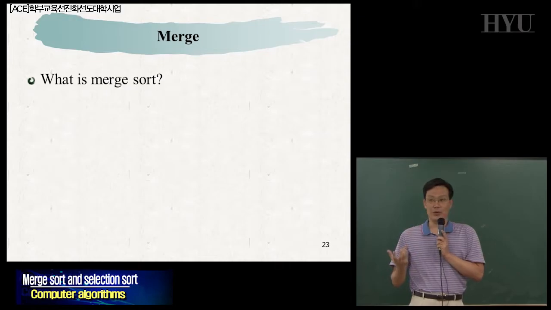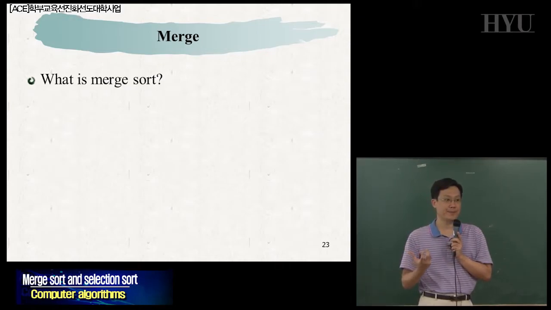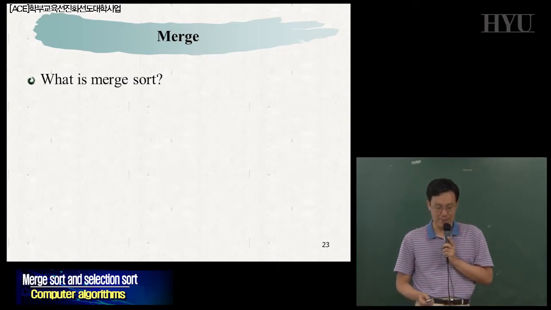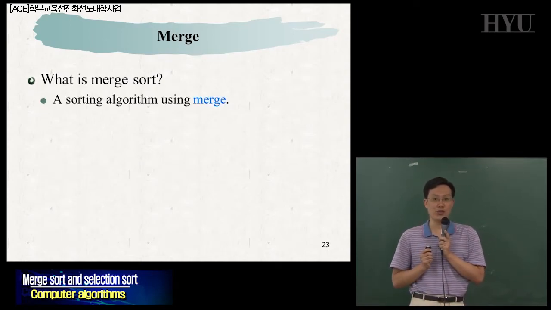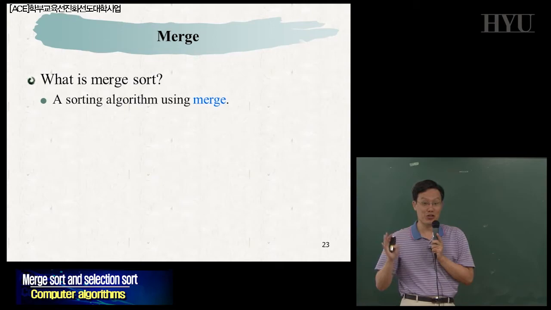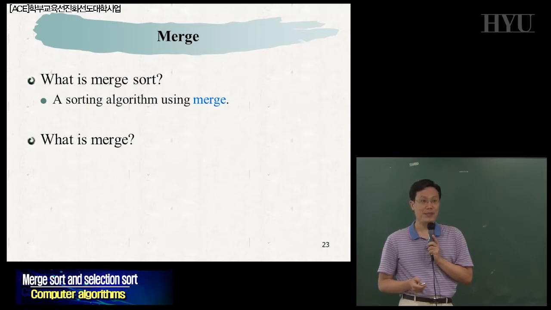What is merge sort? Merge sort is a sorting algorithm using merge. As you know, insertion sort uses insertion to sort, but merge sort uses merge. Then what is merge?